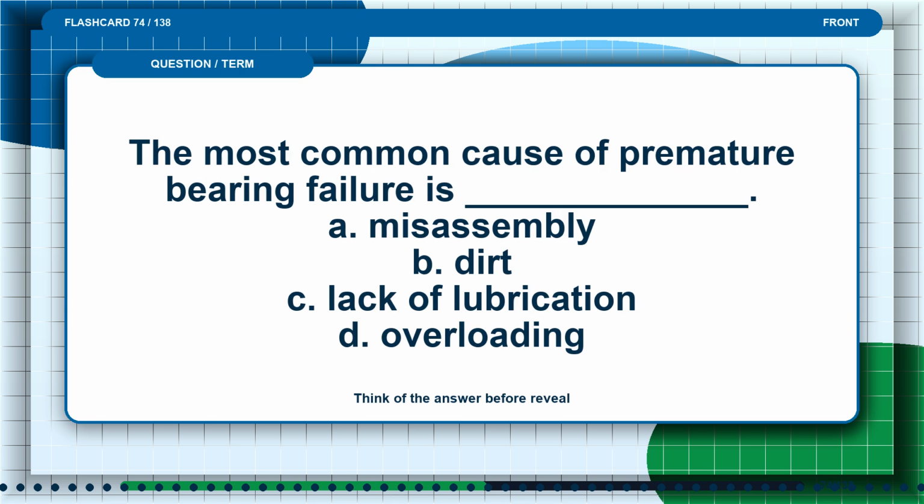Flashcard 74. The most common cause of premature bearing failure is blank dot. A, misassembly. B, dirt. C, lack of lubrication. D, overloading. Pause and think of the answer before the reveal.